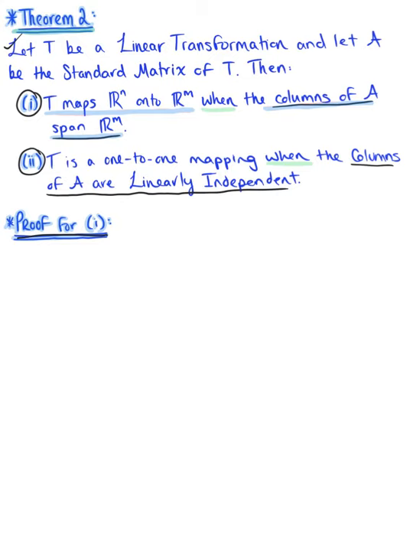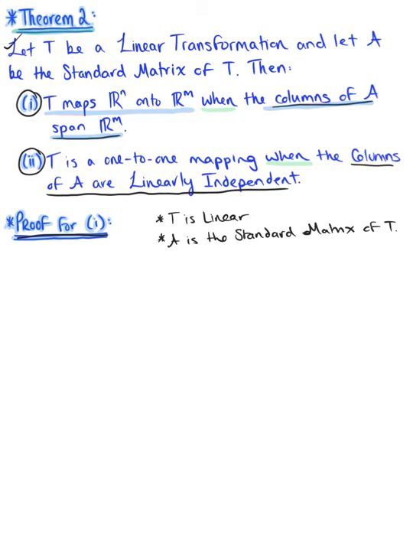T maps Rn onto Rm when the columns of matrix A span Rm. Now, as we proceed, I want you to keep in mind that T is linear. T is a linear transformation. And we also know that A is the standard matrix of T. These two statements are going to guide us through our proof.